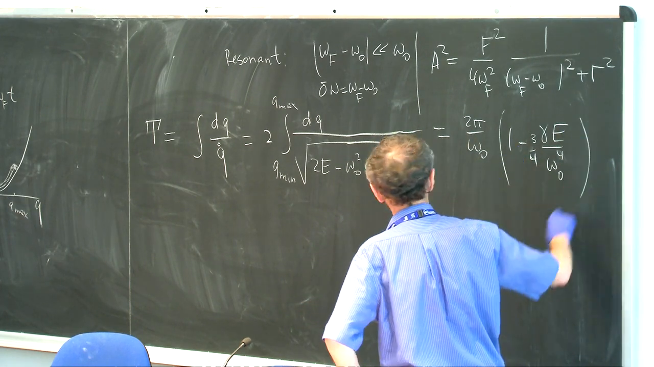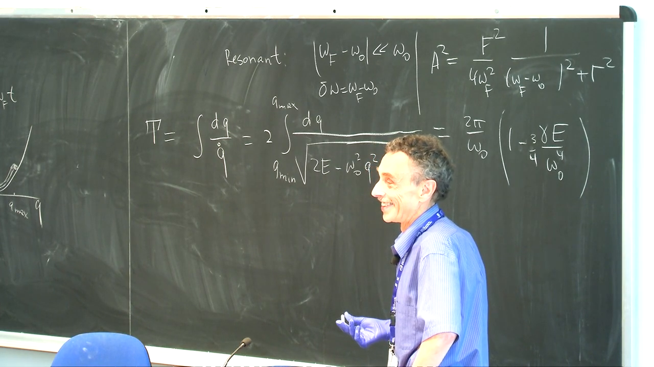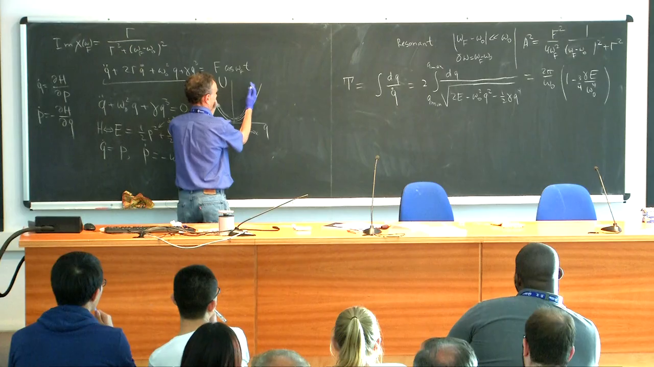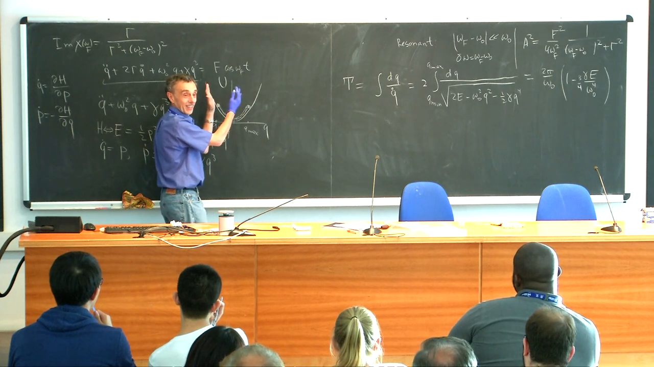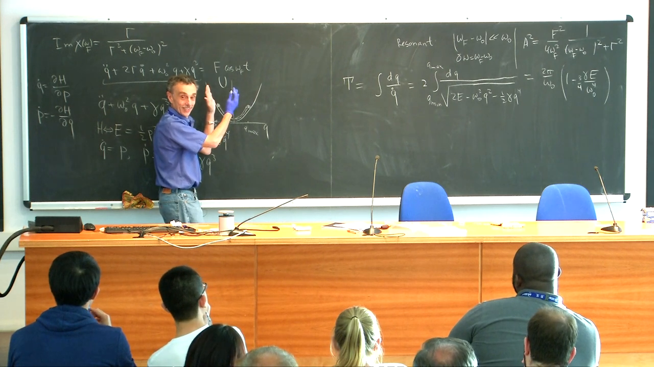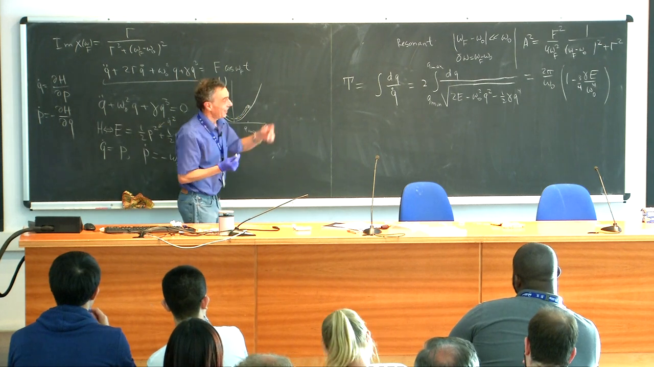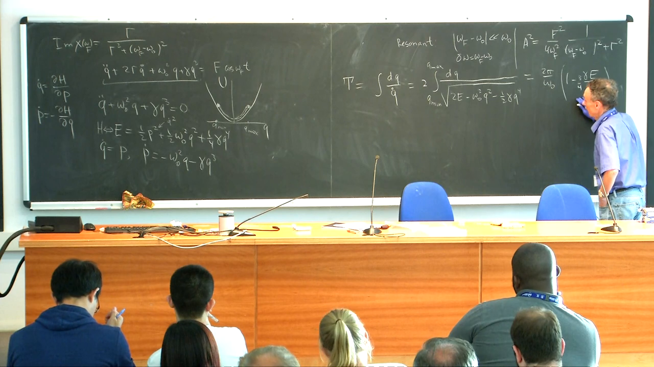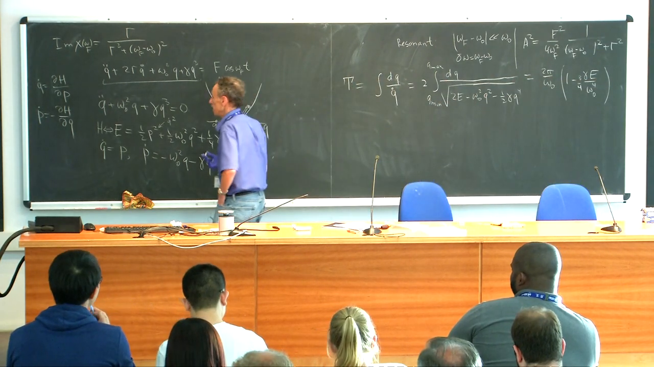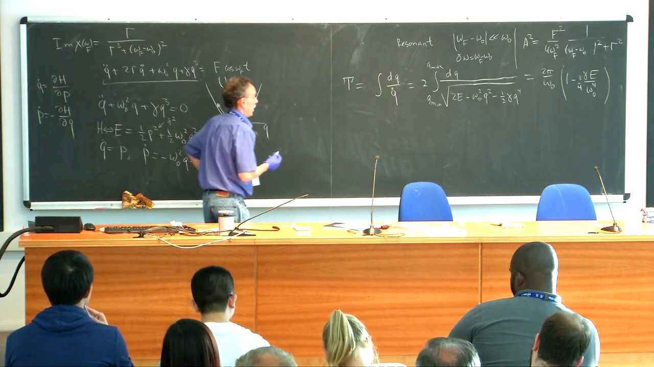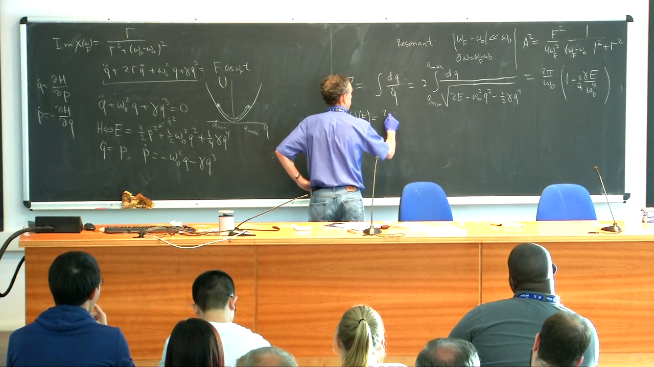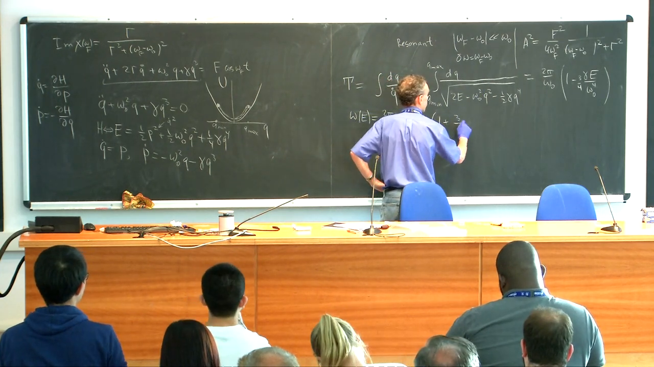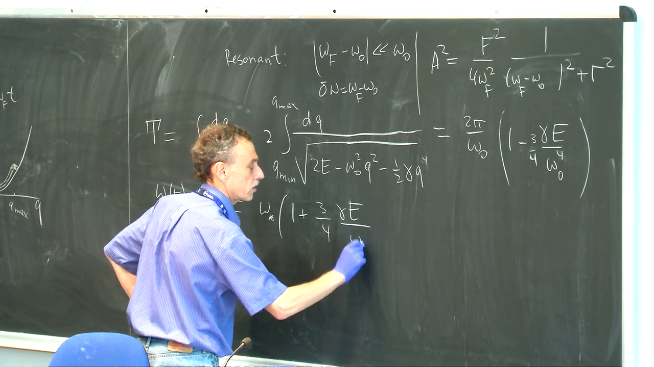Now, how do you know the sign? Well, if gamma is positive, then the potential becomes steeper as I squeeze it. So the period should go down. The frequency should go up. And so this is what I have. This is my expression, and I can also simplify it slightly. First of all, I will write that omega of E is 2 pi over T, which is now a function of E, and this is omega naught, and I have to invert it, and this is plus 3/4 gamma E over omega naught to the fourth.